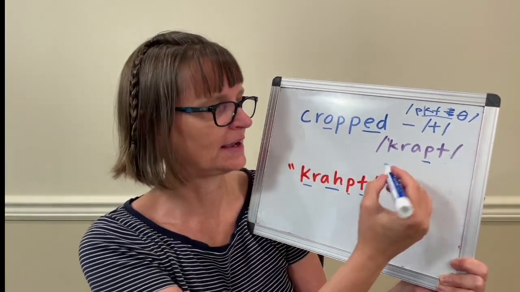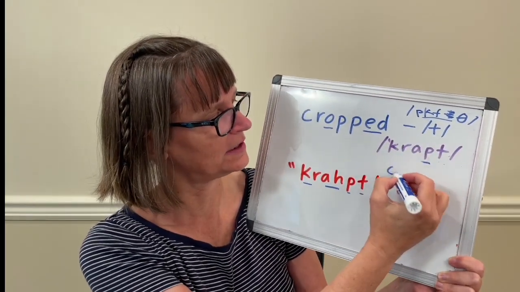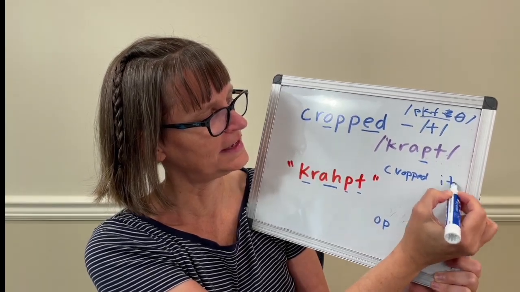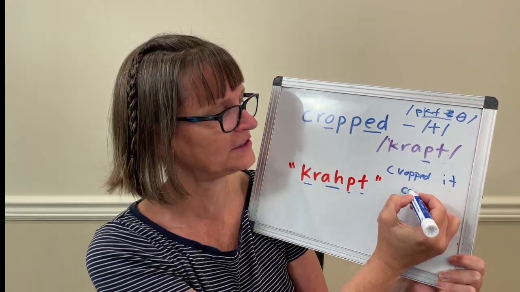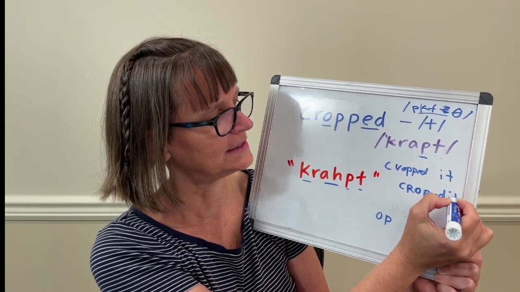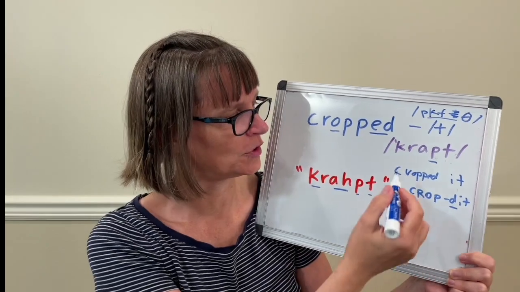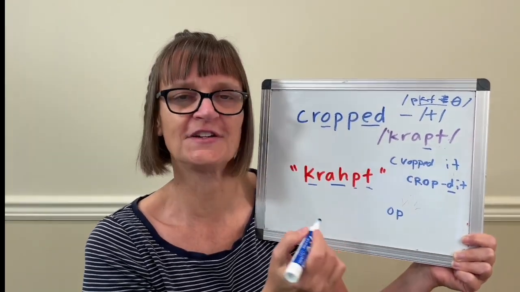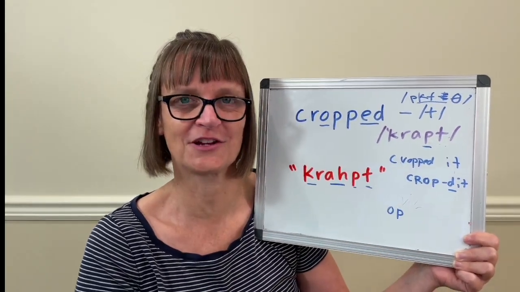If I'm saying I cropped it, as I link together between cropped with the T and the I of it, then the T will move back to becoming more voiced, like a flap, and it'll sound more like cropped it. I cropped it. So crop it or cropped that. I need a little t sound. Cropped it. My T can turn back to a D.